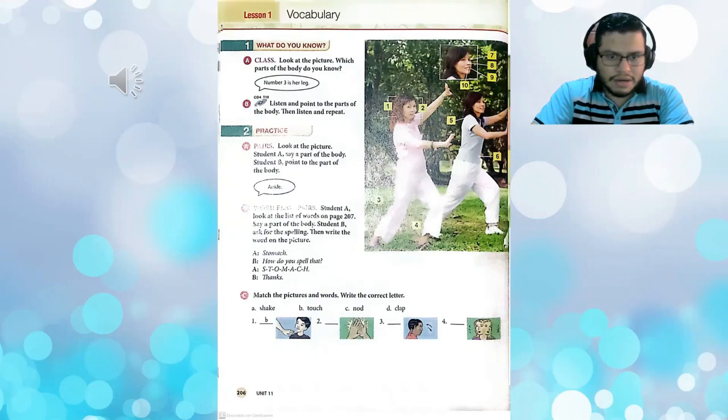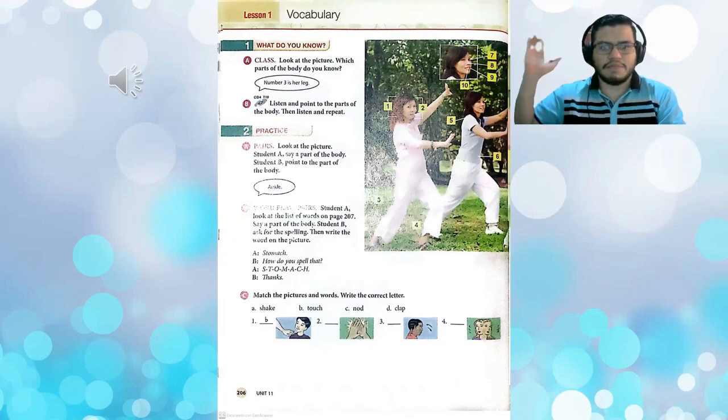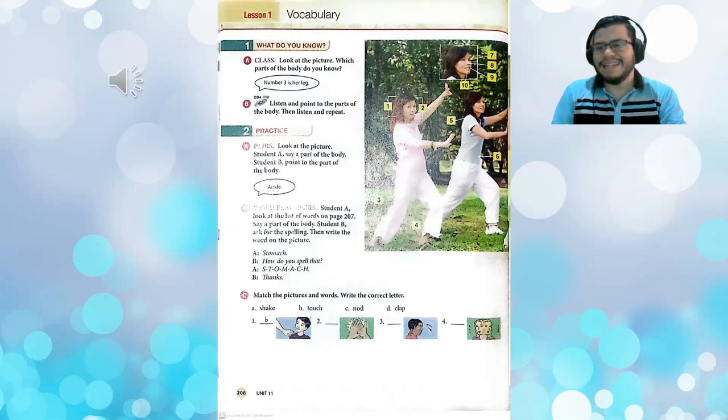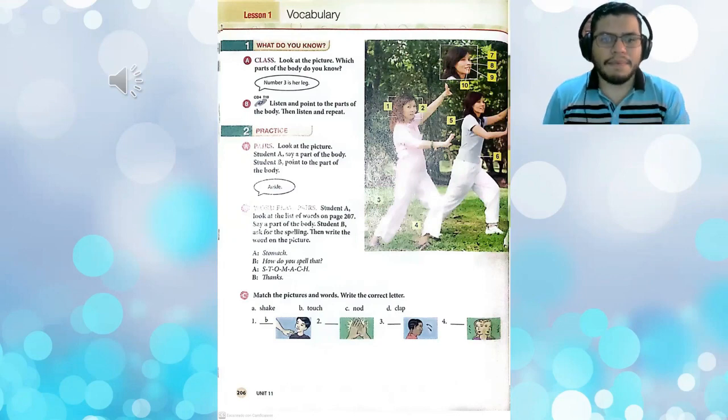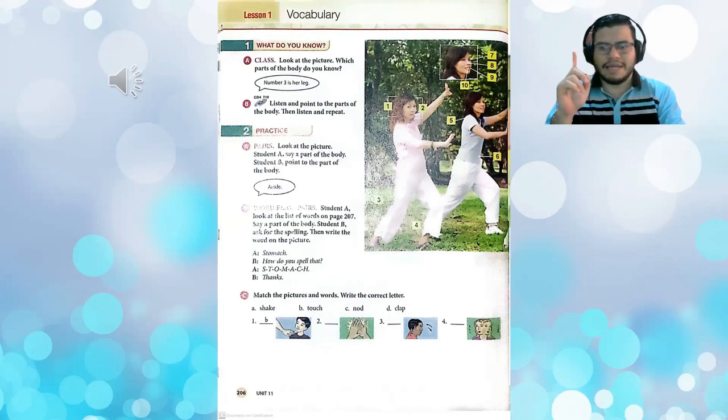And student A, look at the list of words on page 207. Say a part of the body. Student B asks for the spelling. Then write the word in the picture. For example, letter A, student A says stomach. How do you spell that? S-T-O-M-A-C-H. Thanks.